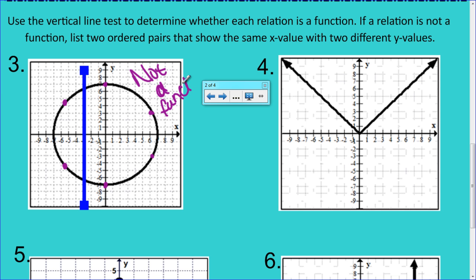And it's not. If something makes a circle, it cannot be considered a function. Not the kind of functions we study in Algebra 1 anyway. So now that I know it's not a function, I've got to write out two ordered pairs that show the same x value with two different y values.